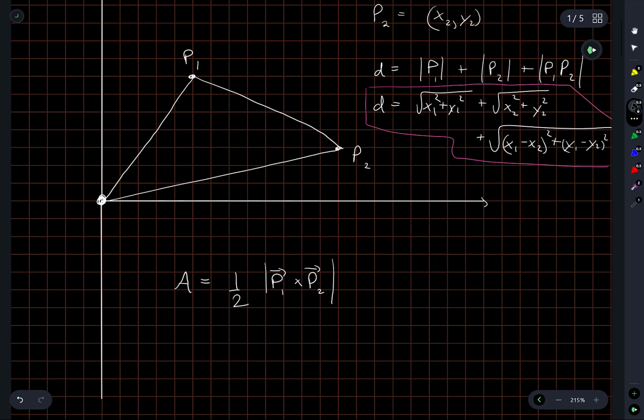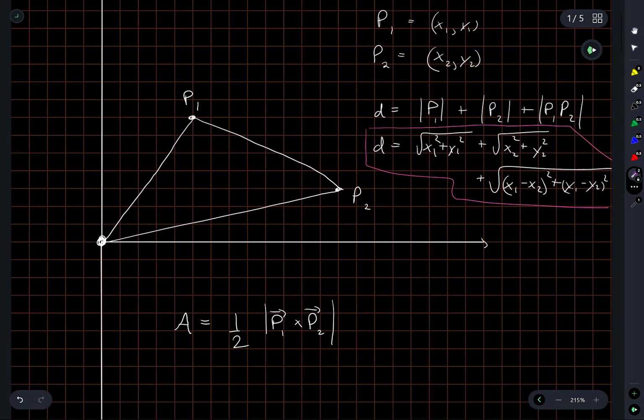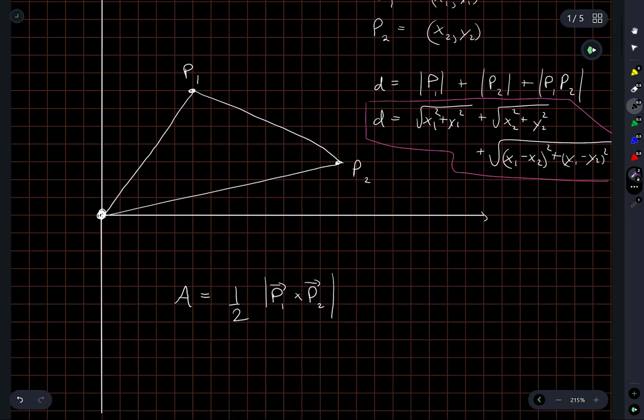At the end, we don't actually have to solve. We're not trying to solve for x1, x2, y1, and y2. What we're trying to show is that these 3 numbers are equal.